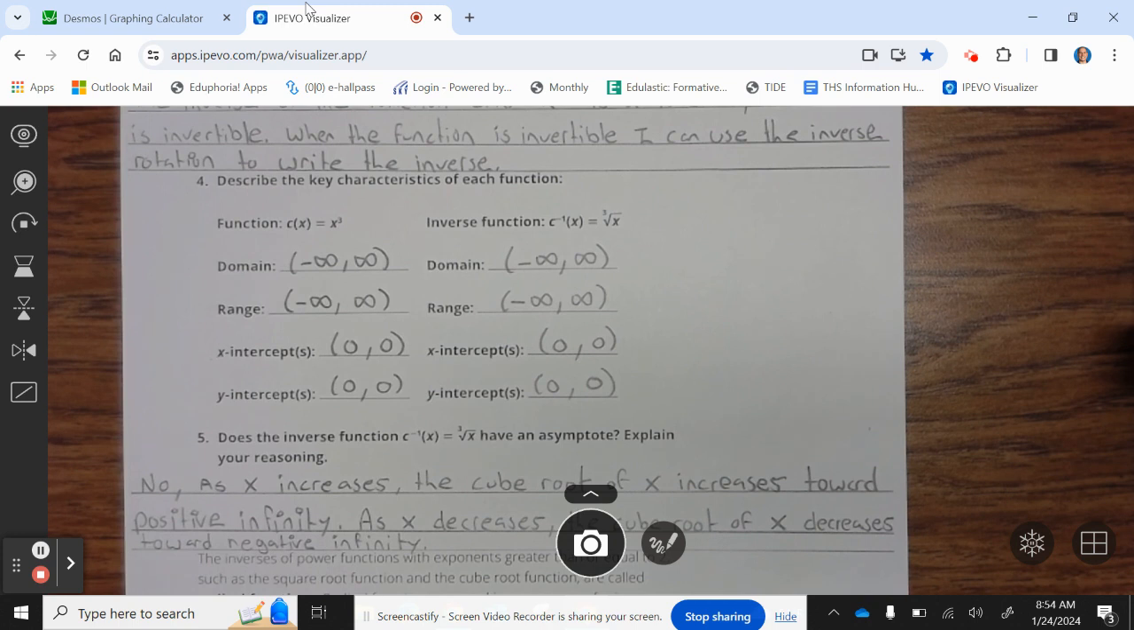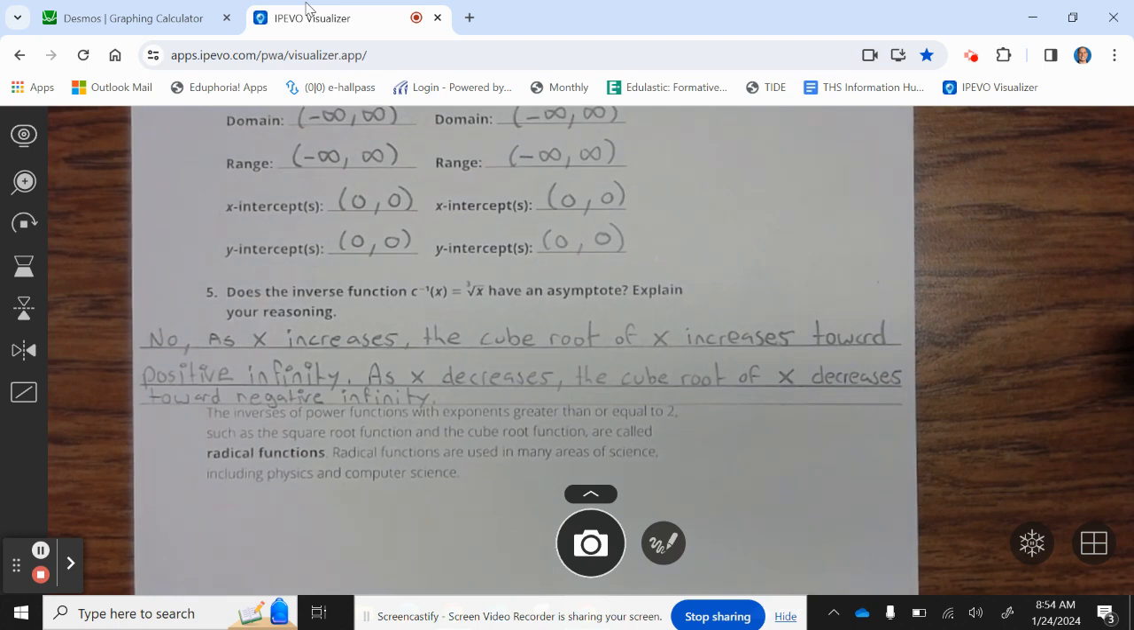4. Describe the key characteristics of each function. Function c of x equals x cubed. The domain is negative infinity to positive infinity. Range is negative infinity to positive infinity. X-intercept is (0, 0), and y-intercept is (0, 0). The inverse function c inverse of x equals the cube root of x. The domain is negative infinity to positive infinity. Range is negative infinity to positive infinity. X-intercept is (0, 0), and y-intercept is (0, 0).